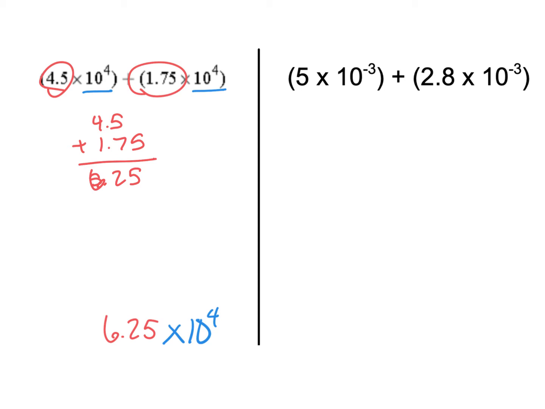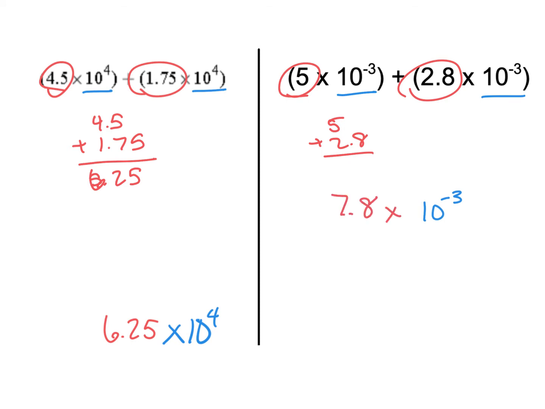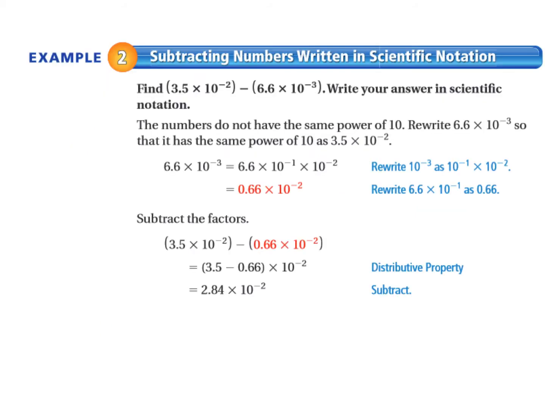Let's look at the next one. Again, same powers. So it's going to be 10 to the power of negative 3. So I'm going to take my factors and I'm going to add them together. So 5 plus 2.8, which gives me 7.8, times 10 to the power of negative 3. And there's my answer. Now, they go over this, and you don't have to put this in your notes, but just follow along. We have subtracting. All the other problems we added, you would subtract like normal if you had a subtraction problem.